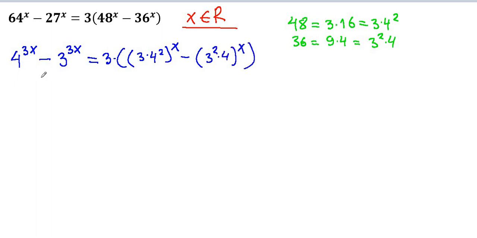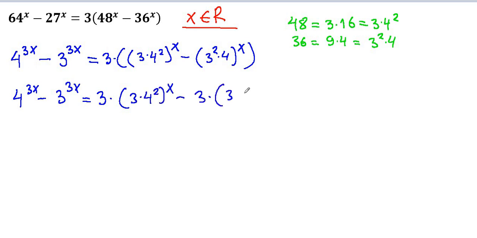Now, let me rewrite the left hand side as it is. 4 to the power of 3x minus 3 to the power of 3x is equal to, expanding the right hand side, 3 times 4 squared to the power of x minus 3 times 3 squared times 4 to the power of x.